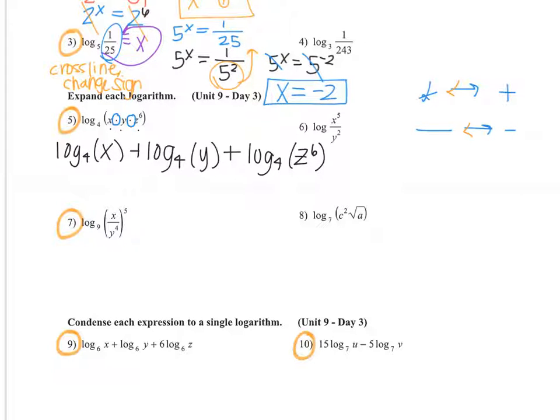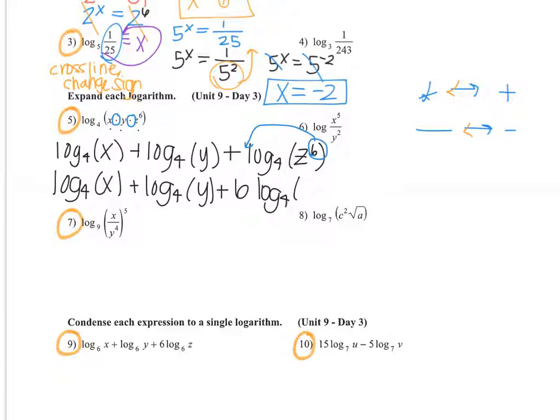Now when we're expanding, we can't just leave it like that. Our last step is to get rid of any exponents, and exponents get moved to the front of their own individual logs. So now we have log base 4 of x plus log base 4 of y plus 6 log base 4 of z. Box it in, and that's your final answer. Again, the 6 only got moved to the front of log z.